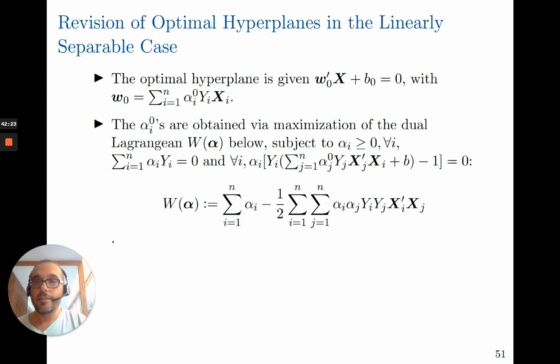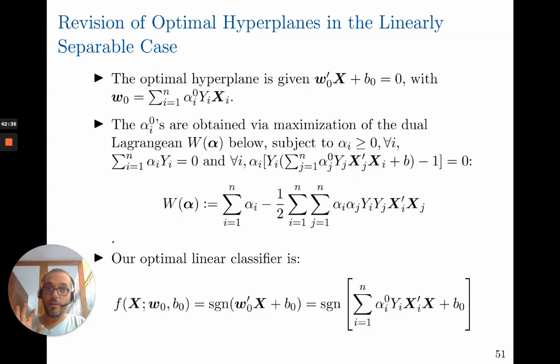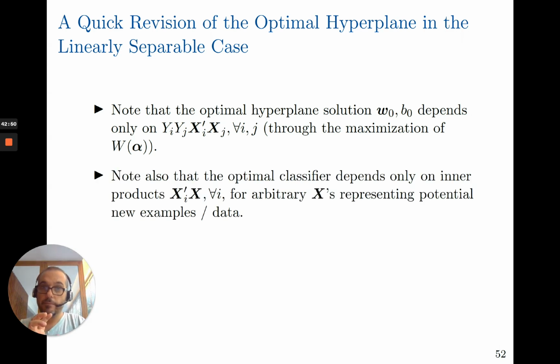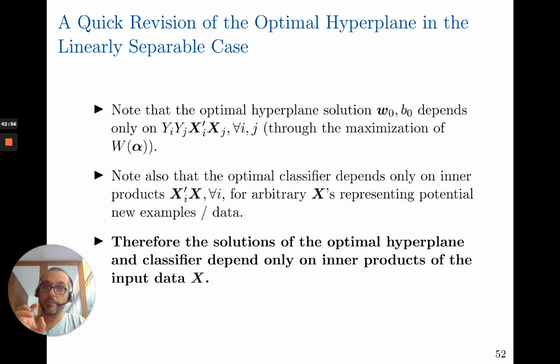We can define the alphas, so no problem. But instead of applying these to the x's, we are going to apply these to the transformed variables, right? So this is our optimal linear classifier. Okay. So it depends only on the product yi, yj, xi, xj. So it depends on the inner products of the x's. So we are going to work with that and transform these inner products.